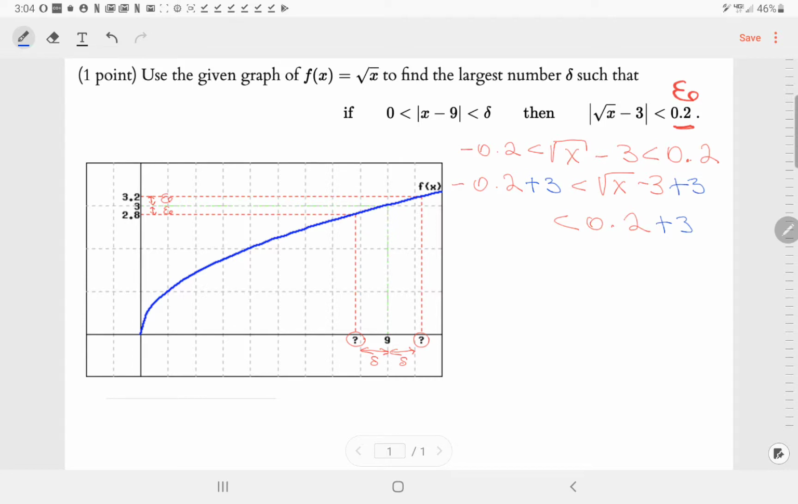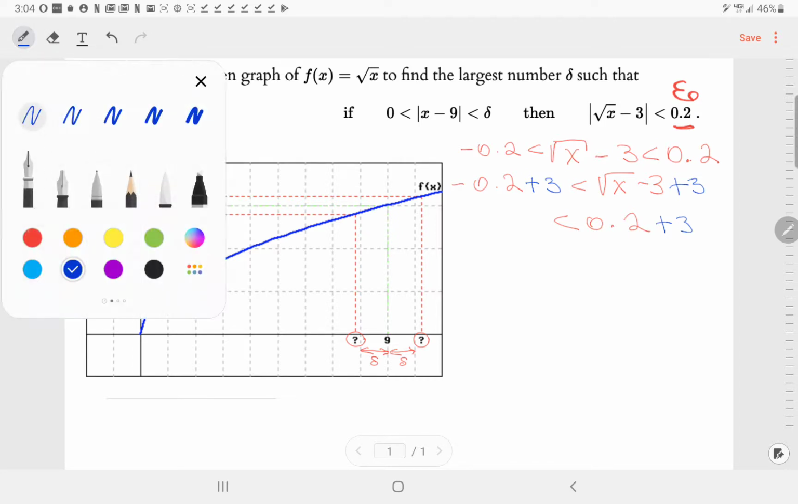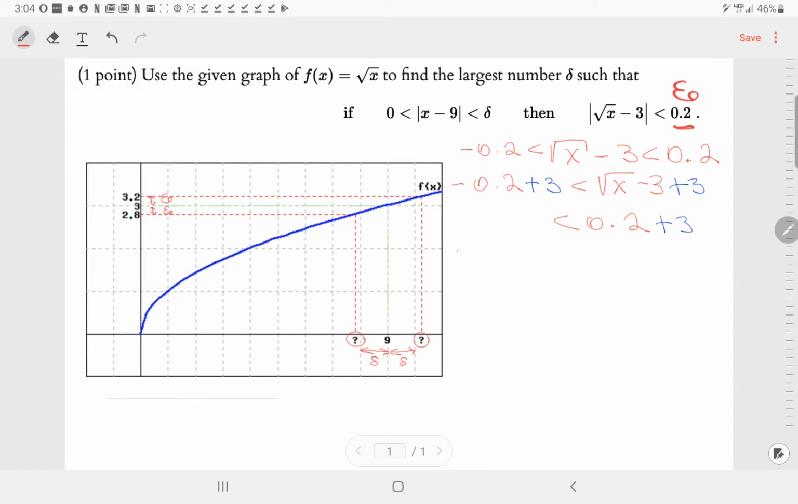So if we solve those inequalities, we will get 2.8 is less than square root of x is less than 3.2, which are our bounds right here. So 2.8 is our lower bound, and 3.2 is the upper bound that we need to stay in between. So let's find out now what the value of x is in this case.